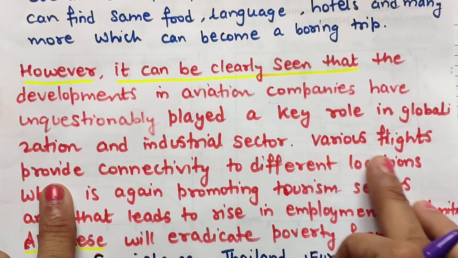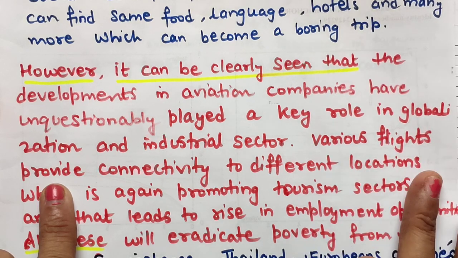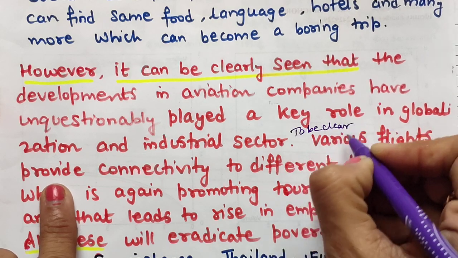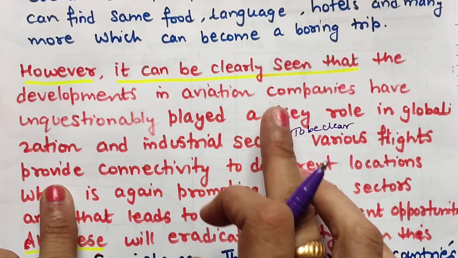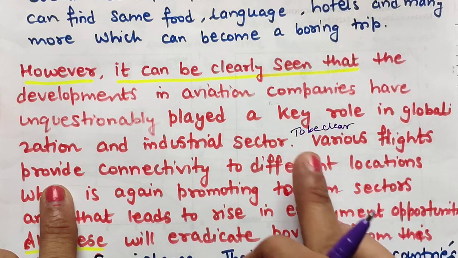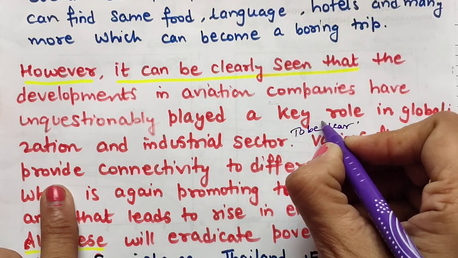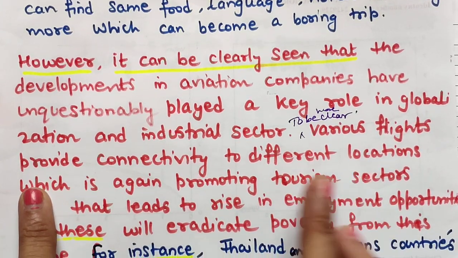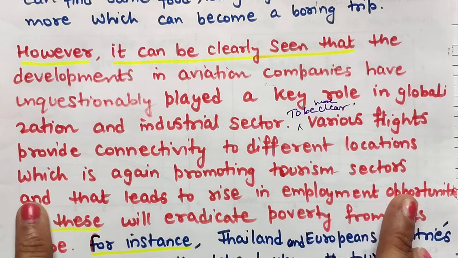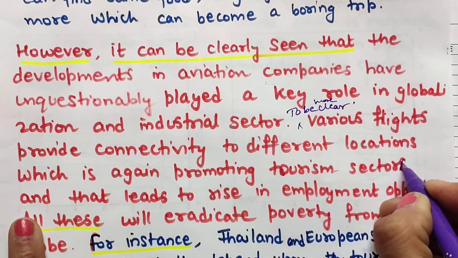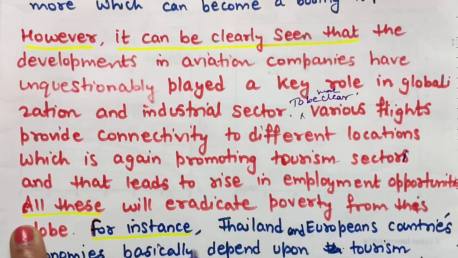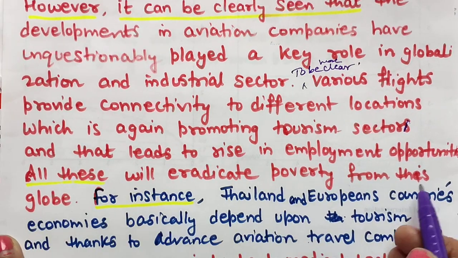Now to be more clear, you can write "to be more clear". These are connections. I'm giving connectivity between the points. To be more clear, various flights provide connectivity to different locations, which is again promoting the tourism sector, and that leads to a rise in employment opportunities. All these, my simple sentence is also there. See this, all these will eradicate poverty from this globe.